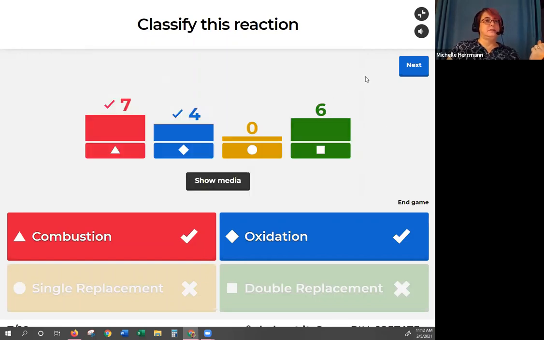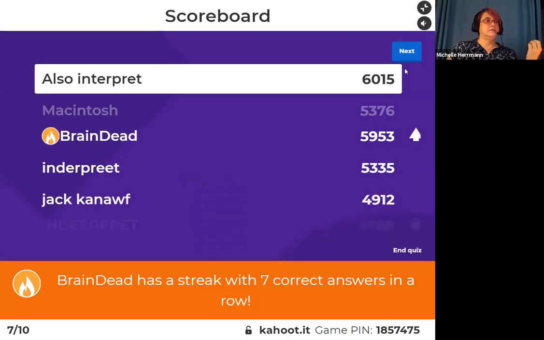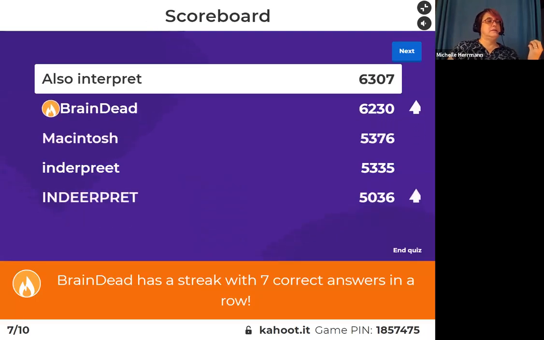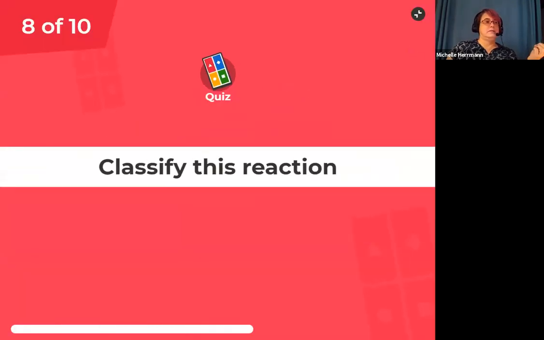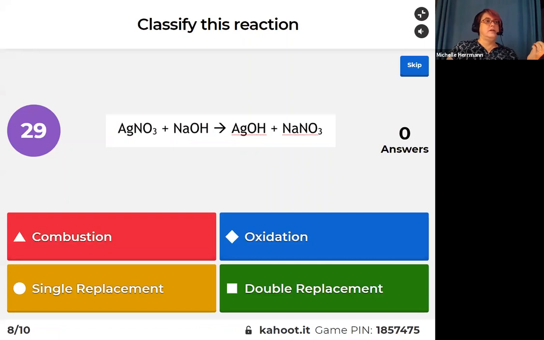All right, let's see the next one. Okay. All right, for this one, I have silver nitrate and sodium hydroxide. I'm getting silver hydroxide and sodium nitrate.